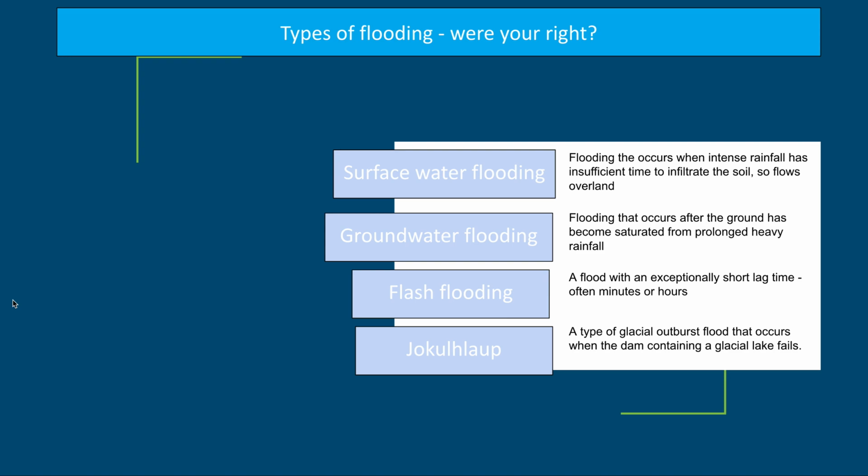So these are the definitions in the correct place, and hopefully you had no problem in putting these key terms with the correct definition. The only one that you may not have heard of is a jokulhlaup, and this is maybe a Scandinavian word where a lake that is formed from glacial meltwater, which is dammed, fails and the water floods a valley below.